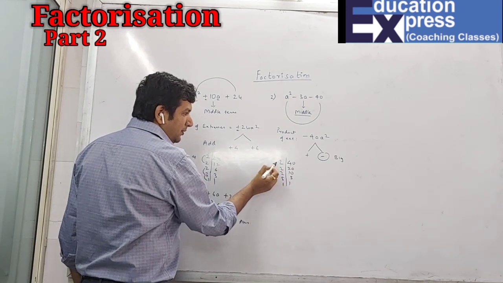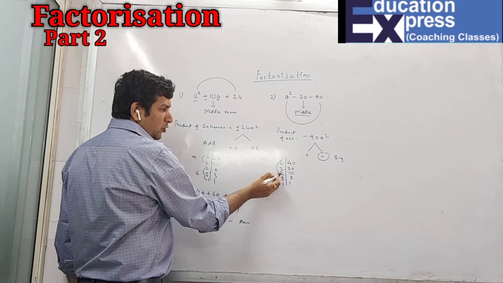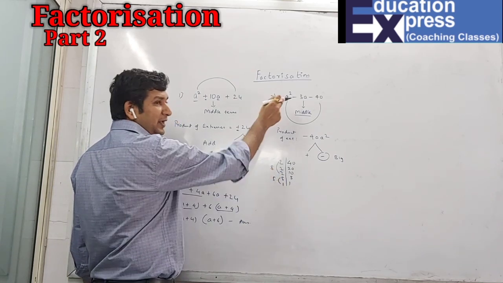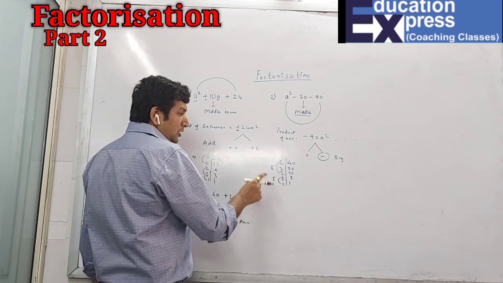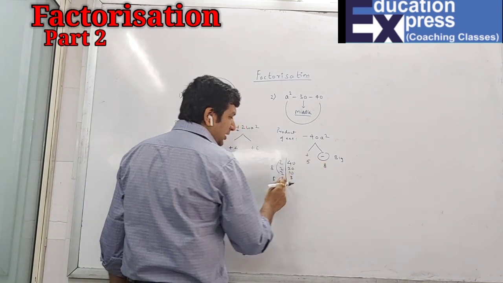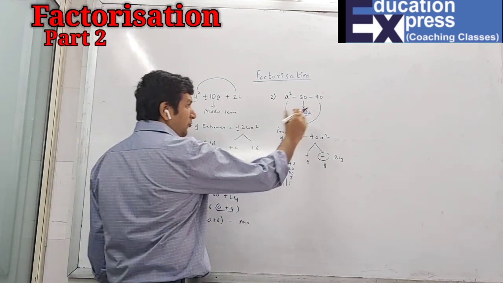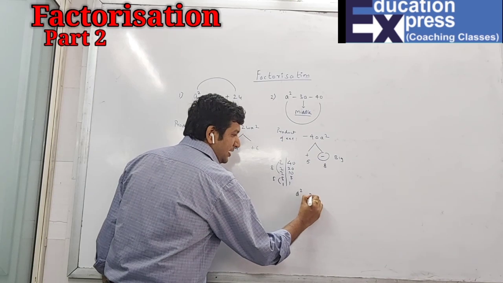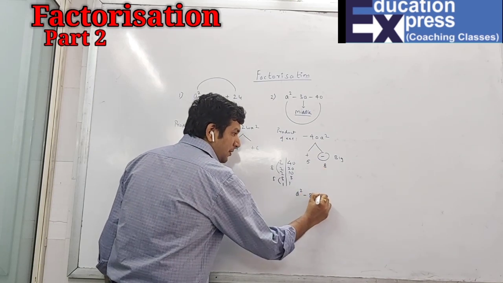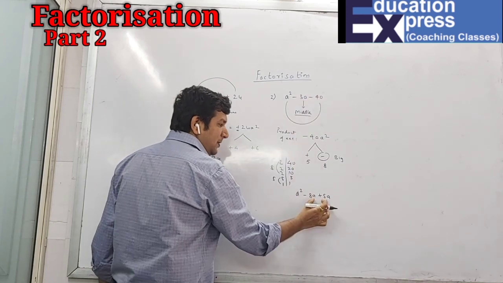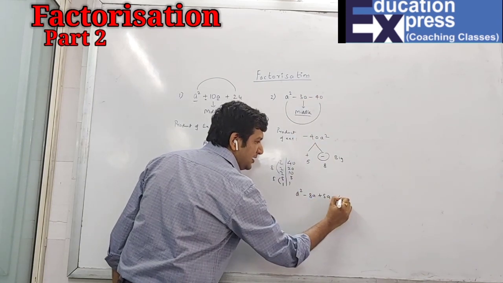We'll go for the other grouping. 2 2s are 4, 4 2s are 8 and 5 1s are 5. 8 minus 5, 3. Yes, I am getting it. So here the bigger number is 8, which will get the negative sign, and the other number will get the positive sign. Now how to frame the sum? So a square minus 8a plus 5a. As I have told you, the extremes will be as it is, only have to split the middle term, and the extreme is minus 40.